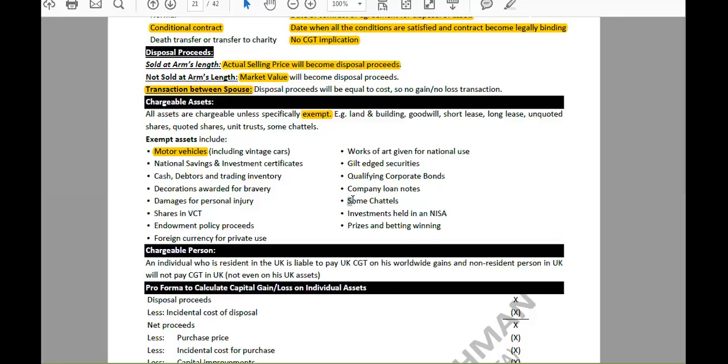Some chattels, there is a complete topic on chattels. I'm leaving it for a while now. So some chattels are included in the taxable category in the above paragraph as well. So there are a few taxable assets, and a few examples of taxable assets. These are the examples of exempt assets. We will cover chattels in detail when we cover the topic of chattels. A few chattels are exempt and a few chattels are taxable.